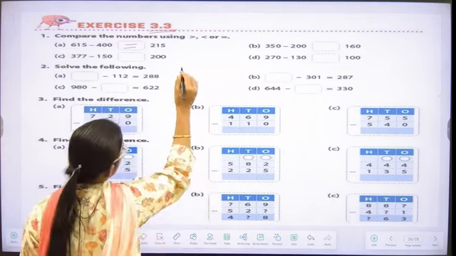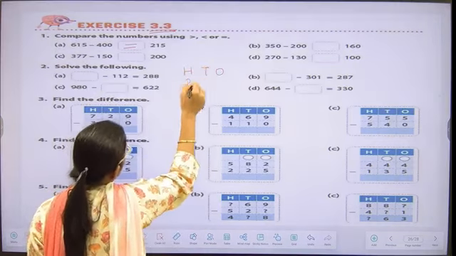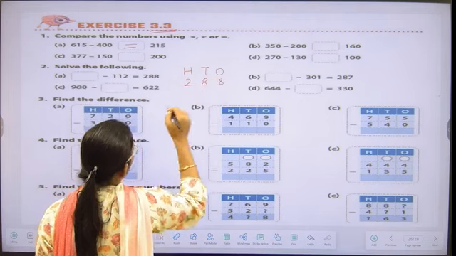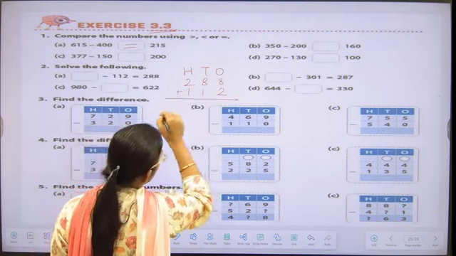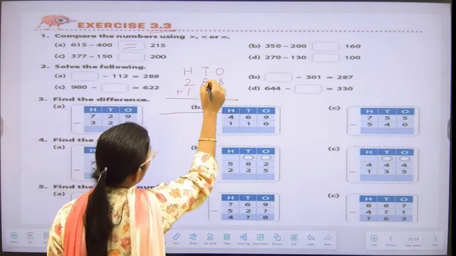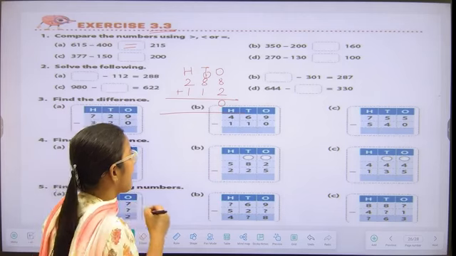Let's do it with me, student. First, we are going to write hundreds, tens, ones. 288 is the difference and 112 is the smaller number. So 8 and 2 will make 10. 1 carry over and 0 I am writing at the ones place value.